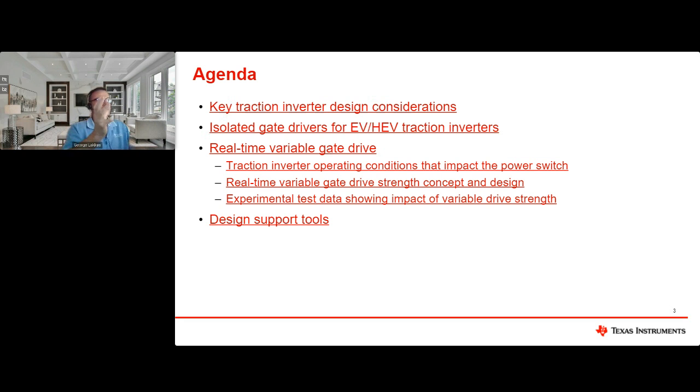We're going to talk about the traction inverter operating conditions that impact the power switch, essentially the power module that carries the current and delivers the current to the motor. We're going to look at the concept of real-time variable gate drive and how we design for it. And we're going to show some measurement data we've taken to show the impact of the real-time variable gate drive strength on traction inverter efficiency, as well as power stage trends and overshoot. And last but not least, we're going to share some design support tools with you.